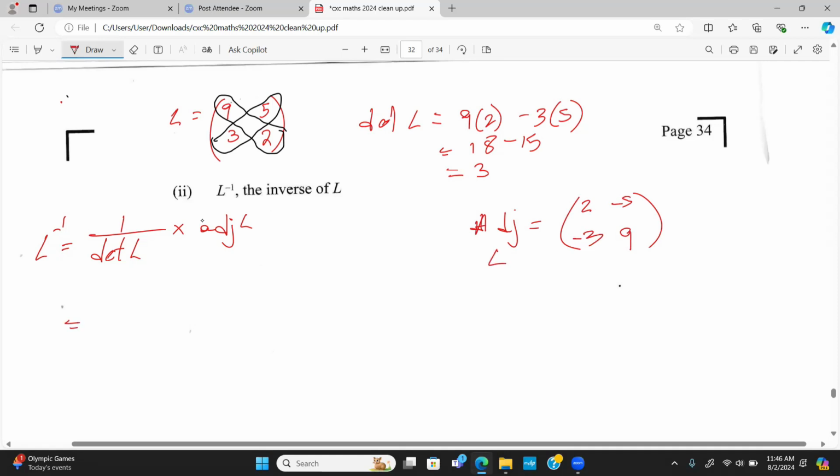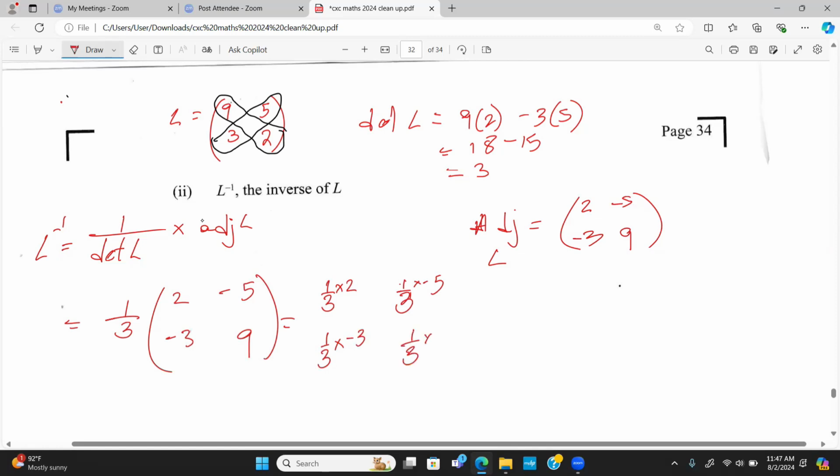So all we've got to do is put 1 over the determinant. So it's going to be 1 over 3, and that will be used to multiply [2, -5; -3, 9]. All we have to do now is our scalar multiplication. So it's going to be 1 over 3 times 2, then 1 over 3 times negative 5, 1 over 3 times negative 3, 1 over 3 times 9. And then we finalize this.